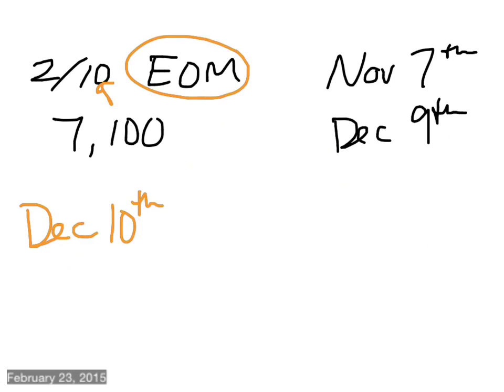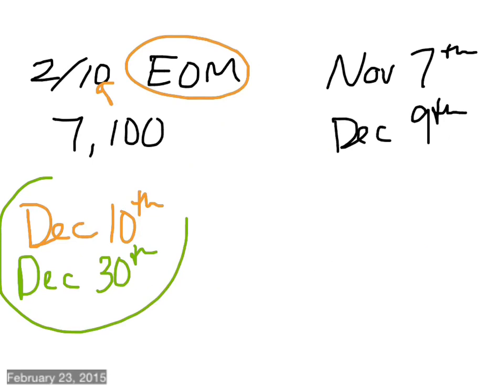Then it wants you to tell me what's the last date that you can pay it. And remember what we read on there is we said that you get 20 days after that discount is due. So what's 20 days after December 10th? December 30th. Okay, that is number 1.